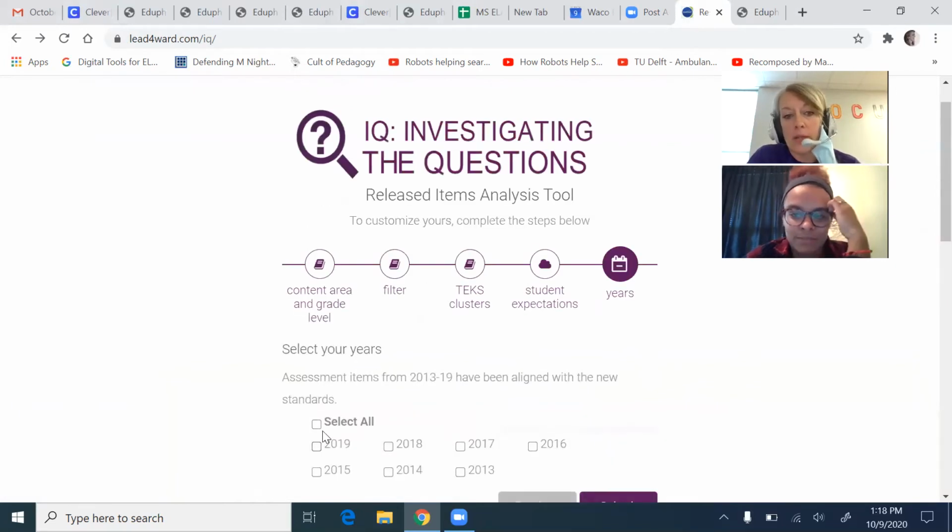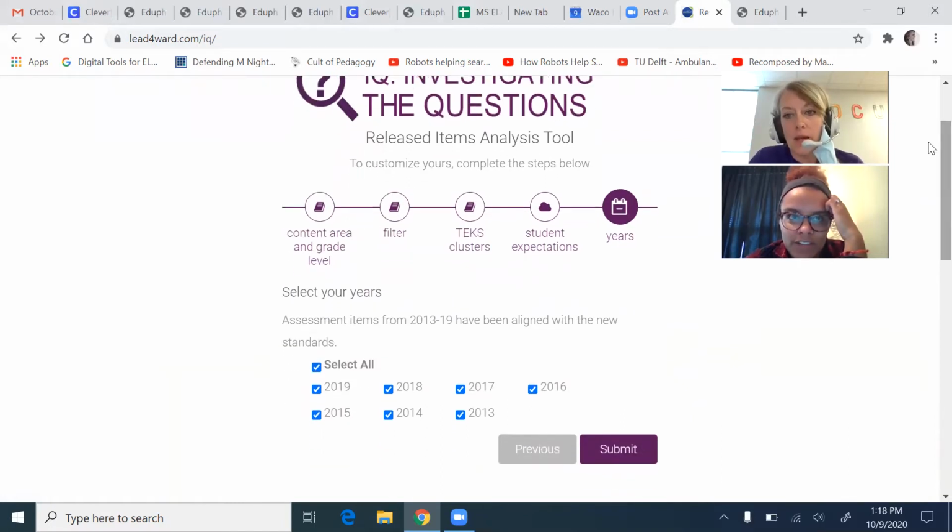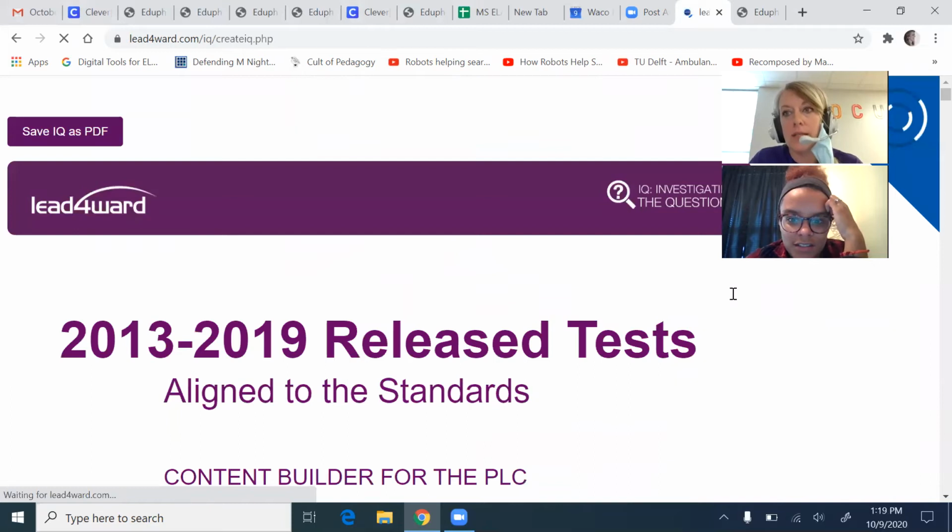And we already know that. I'm going to select all the tests because we just saw them. So what should our focus TEK be? 7.6 or 7.5E? It's going to be 7.5E and 7.6C.